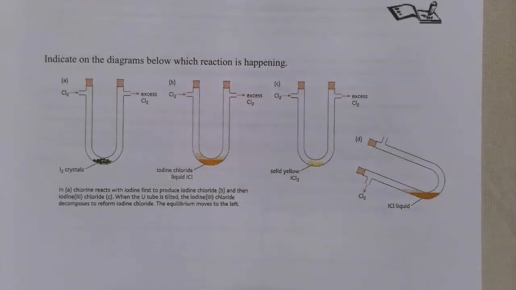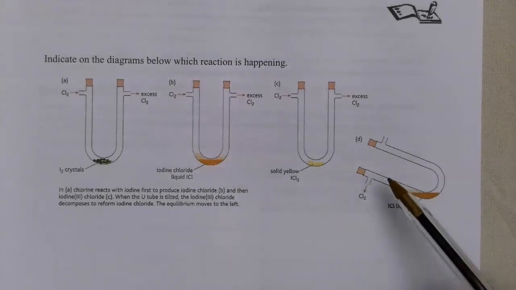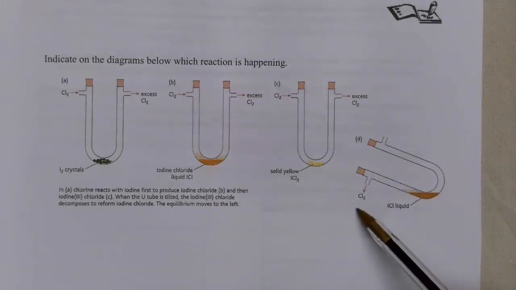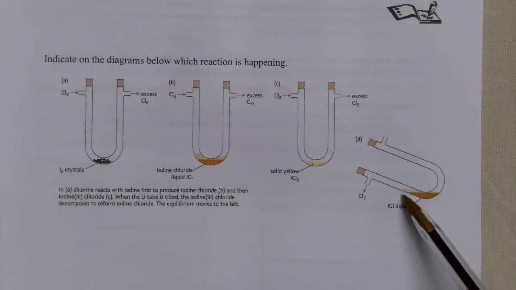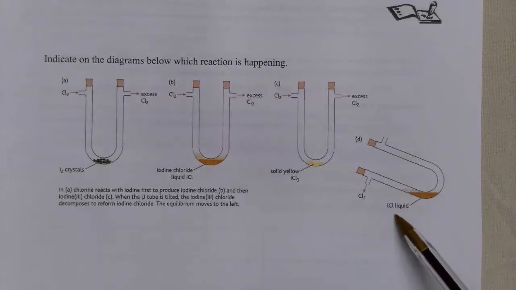Adding more chlorine is going to push the equilibrium position forwards. If we tilt it on its side and don't add any more chlorine, if we remove the excess chlorine, then the equilibrium position will shift back and we will get the brown liquid of iodine chloride.